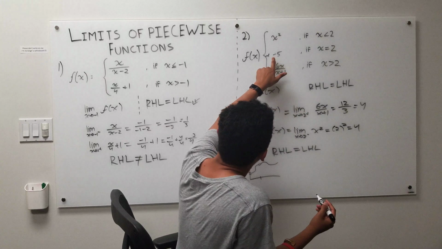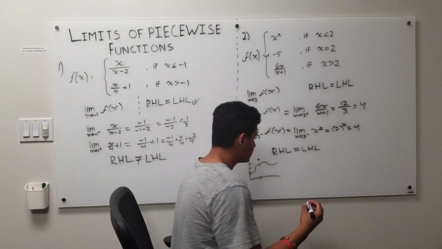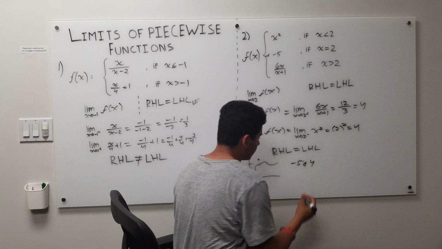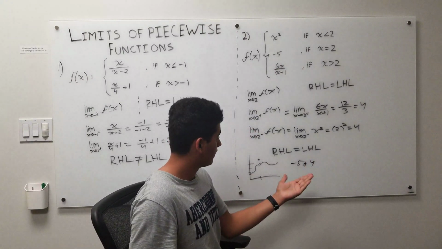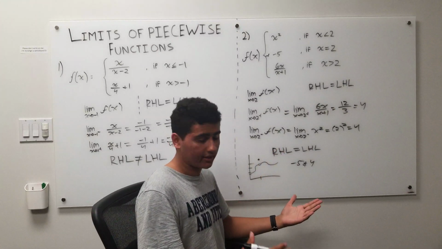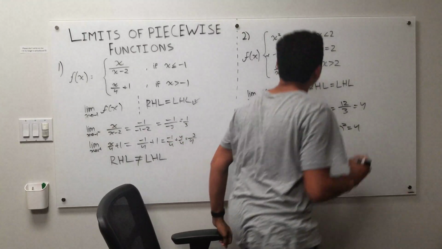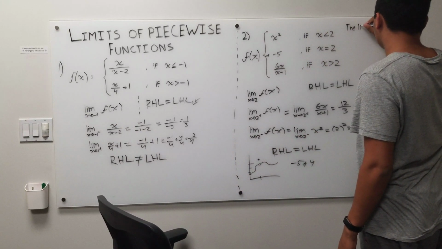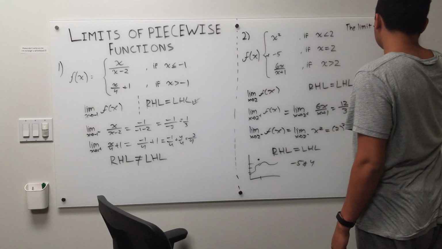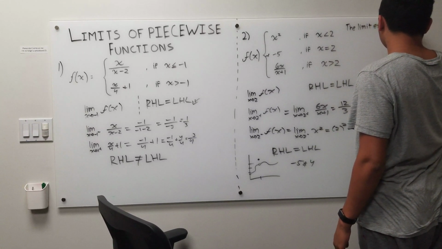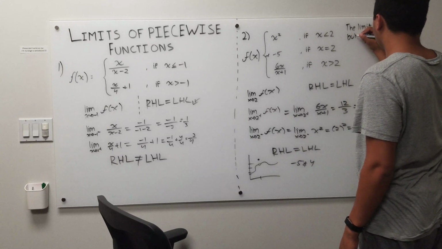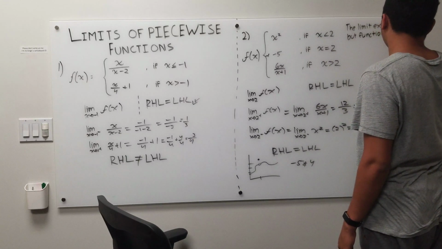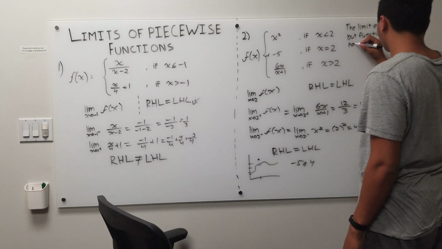So as we can see, the value at x equals 2 is -5, but the value that our limit tends to is 4, so it's not equal. Therefore, signifying that our limit exists, but the function is not continuous. So I can write that up here. The limit exists, but function is not continuous.